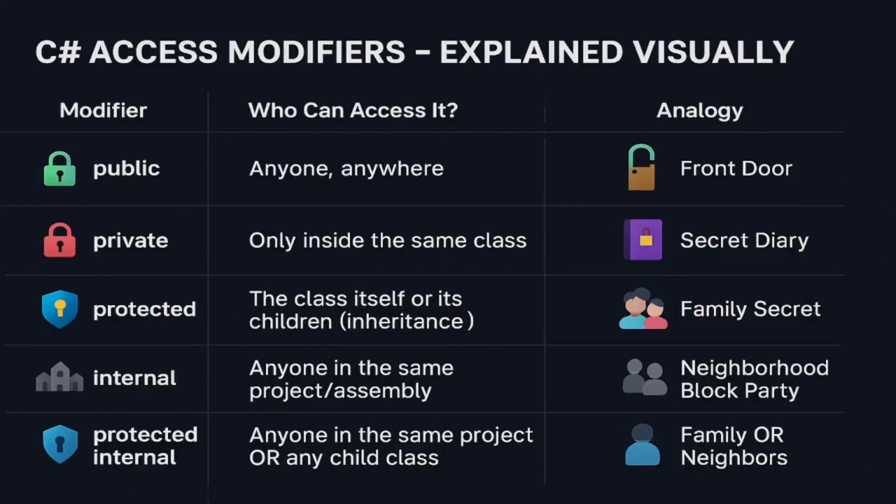In C#, whenever you code, you use these words: public, private, protected, internal, protected internal. These are called access modifiers. These control who can see and use your code. So today in this episode, we are going to break down all 5 access modifiers with a simple hands-on coding demo. Let's jump into the code right away.